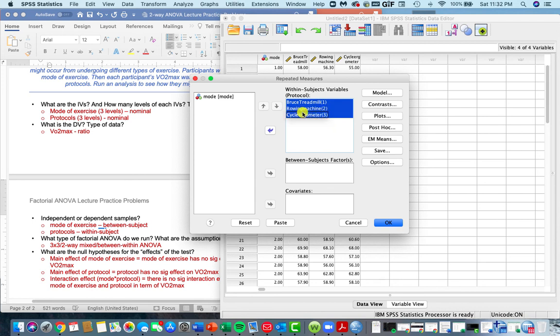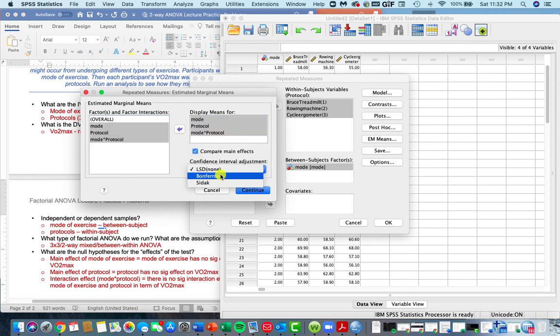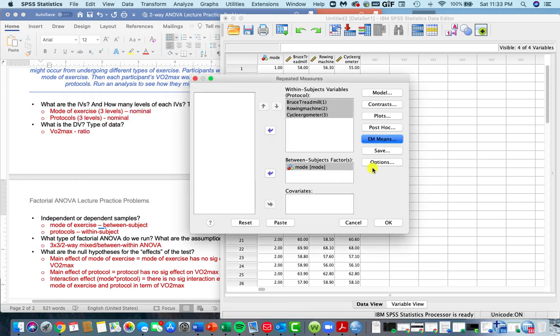You just pop everything over into the within subject area. And then you'll see we have this between subject factors. Whoa, that's where it comes in, right? Mode is our between subject factor, so we put that in there. Very similar to what we've done in the past. We're going to go ahead and input all of our variables so that we're looking at main effects as well as interaction effects.